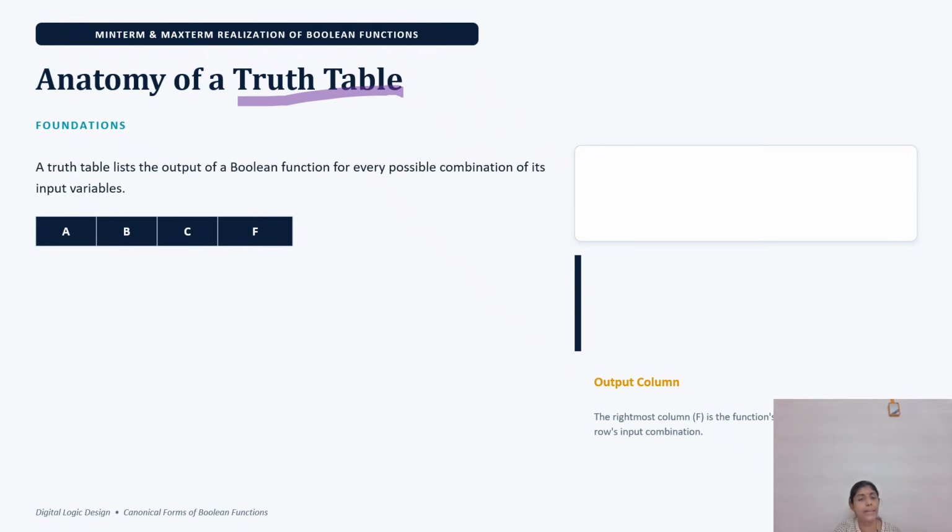Truth table lists the output of Boolean function for every possible combination of its input variables. See here, how many input variables are we using? 3 input variables, A, B as well as C. So what is your output? F is your output. Here I want to remind you of the 4 2 1 code. I hope you remember it. Where did you study this 4 2 1 code? You studied it in octal representation.